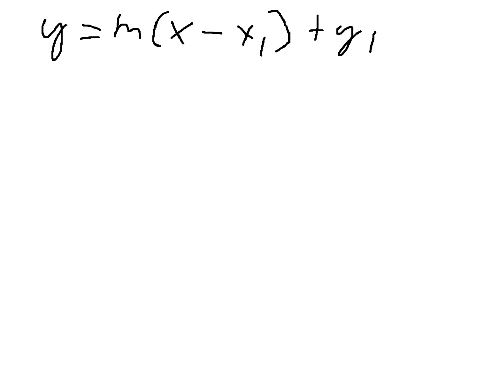So I'm just going to say a random number, say it's 2. You get 2 for your m value. Then for x1 and y1, you would just plug in one of the points. So say point A is (2, 1). You'd have x minus 2 plus 1. And you would solve that out, and that right there is your tangent line.